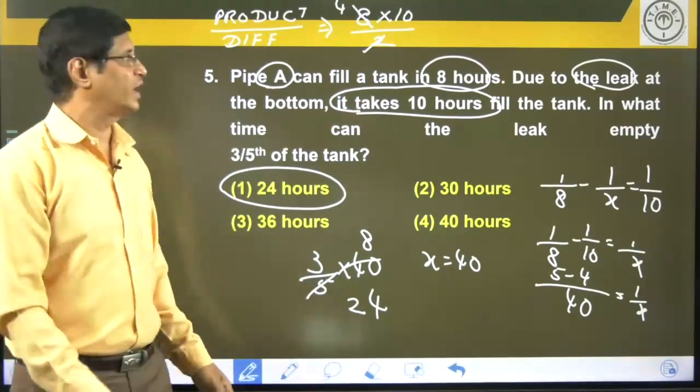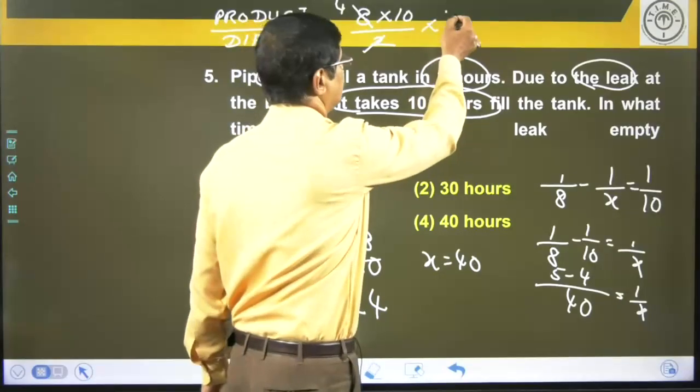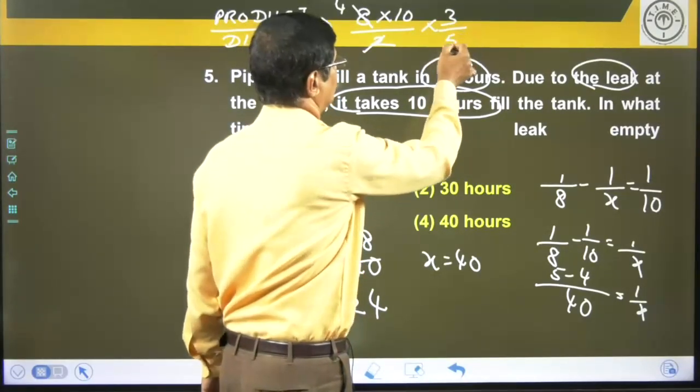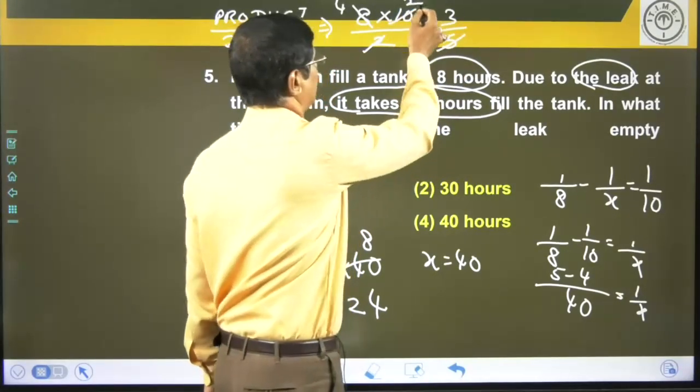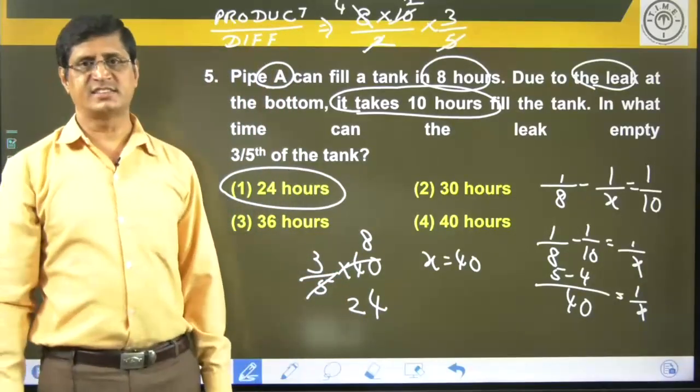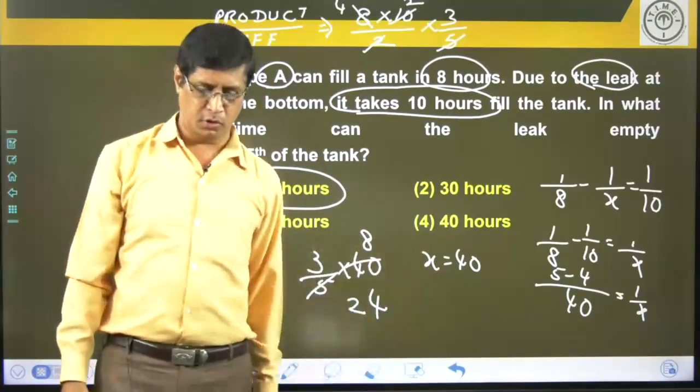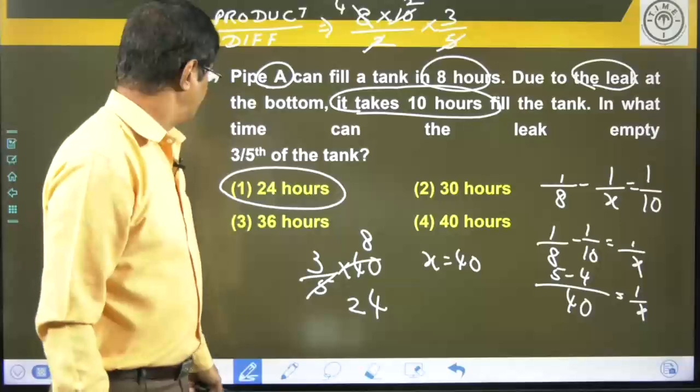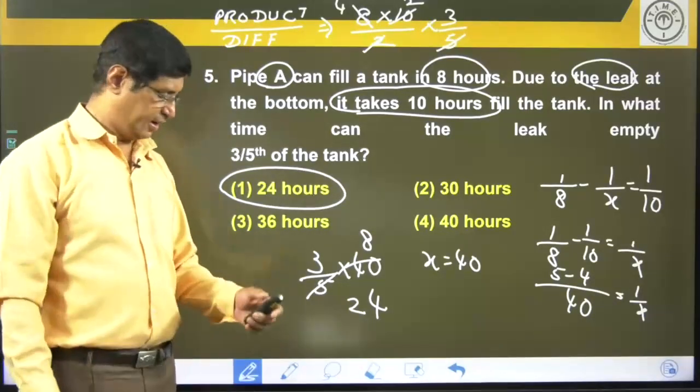So, what we need to find? 3/5. So, 3/5 means 3 by 5. So, 5 goes how many times? 8 times. 8 into 3, 24. So, what is the right answer? Option 1 is the right answer.